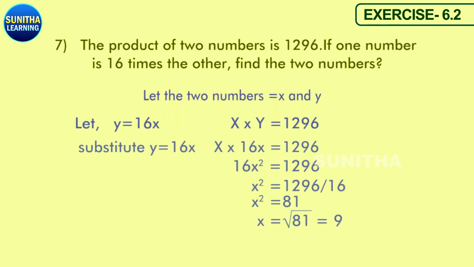x is one of the numbers. Now, what will become the other number? It is 16x. One of the numbers you got as 9. Now, the other number is 16x. Substitute 9 in the place of x. 16 into 9, that is 144. Now, we got the two numbers: one is 9 and the other number is 144. Like this, we have to find.